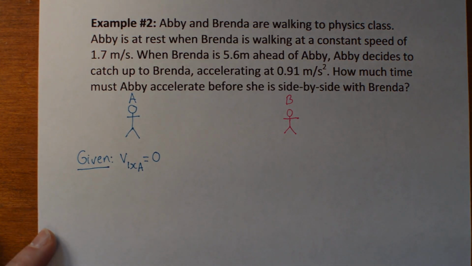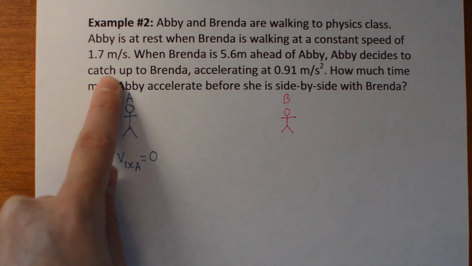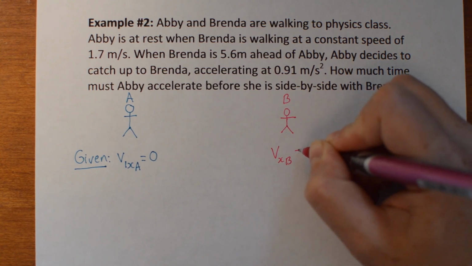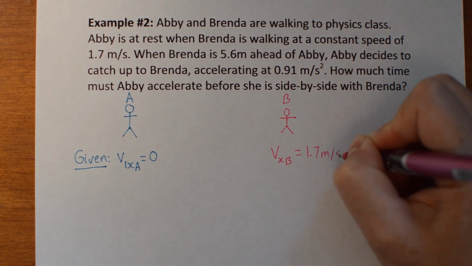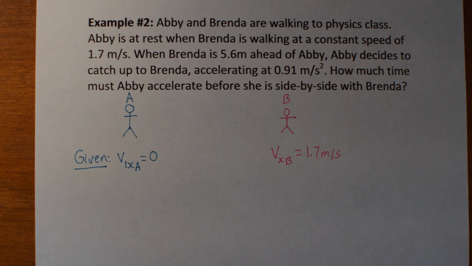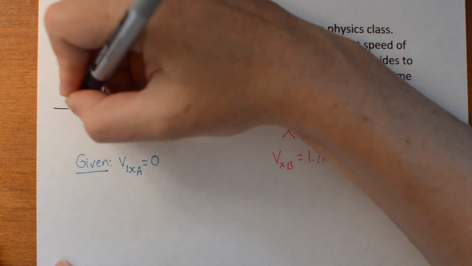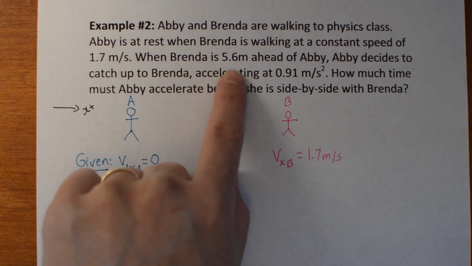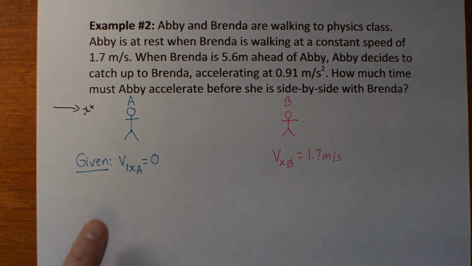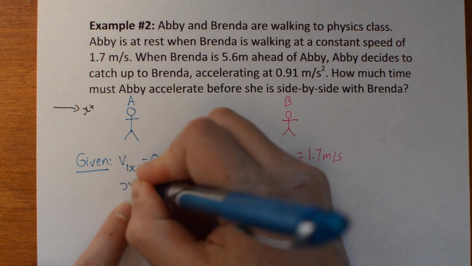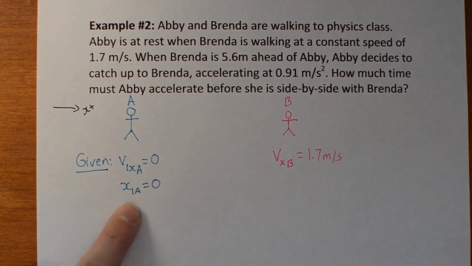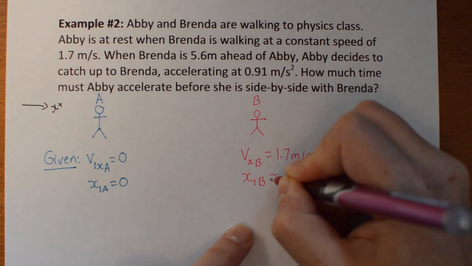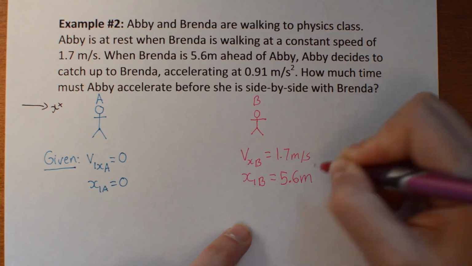She's initially at rest. Brenda, on the other hand, is walking at a constant speed. So the velocity in the x direction of Brenda is 1.7 meters per second, and that's positive because I'm going to define forwards to be positive here. So I'm going to write in my little x is positive on my picture. Now Brenda is initially 5.6 meters ahead of Abby. So that means if I set Abby to have an x1 of 0, then that means x1 of Brenda will be 5.6 meters.